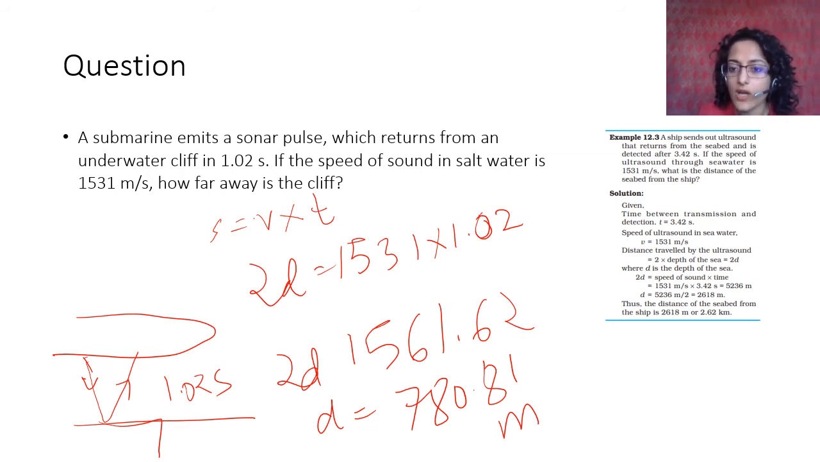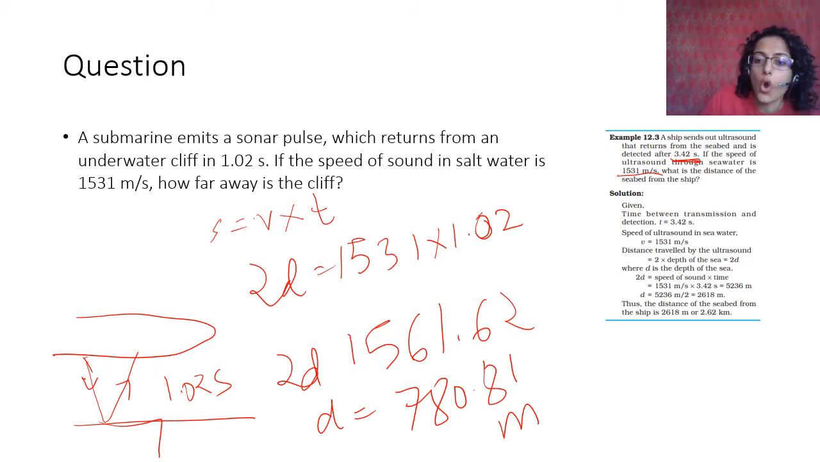This is another solved example. A ship sends out ultrasound that returns from the seabed and is detected after 3.42 seconds. If the speed of ultrasound through seawater is 1531 meter per second, what is the distance of the seabed from the ship? Please never forget that this time is for 2d. If you take it for d, if you take it only for distance, then the answer will be wrong. The time between transmission and detection means it is going and coming back.